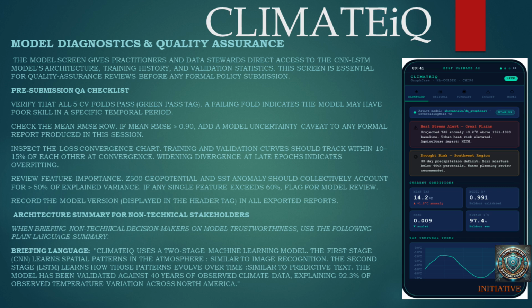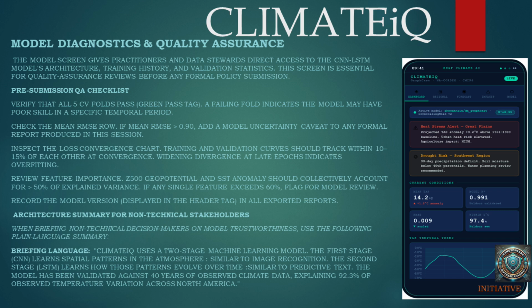Training and validation curves should track within 10 to 15% of each other at convergence. A widening divergence at late epochs indicates overfitting. Review feature importance. The Z500 potential and SST anomaly should collectively account for more than 50% of the explained variance. If a single feature exceeds 60%, flag for model review. Record the model version displayed on the header tag in all exported reports.